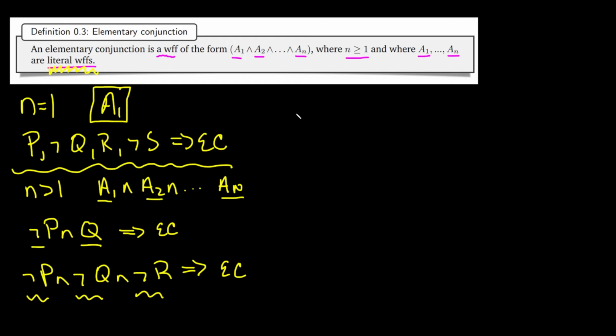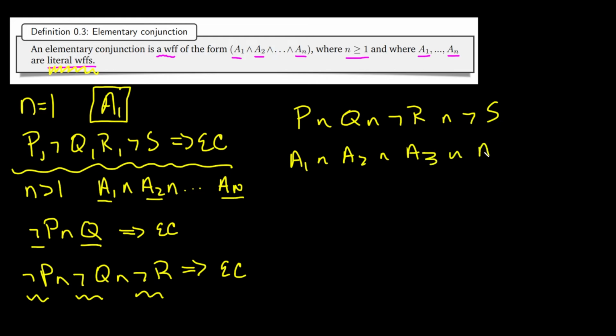Let's look at one more example. Let's say we had P and Q and not R and not S. Well, notice that this formula has the form a sub 1 and a sub 2 and a sub 3 and a sub 4. And notice that when we look at each one of the a's, each one of the conjuncts of this formula, we see each one is a literal. And so that would mean that this particular formula is also an elementary conjunction.